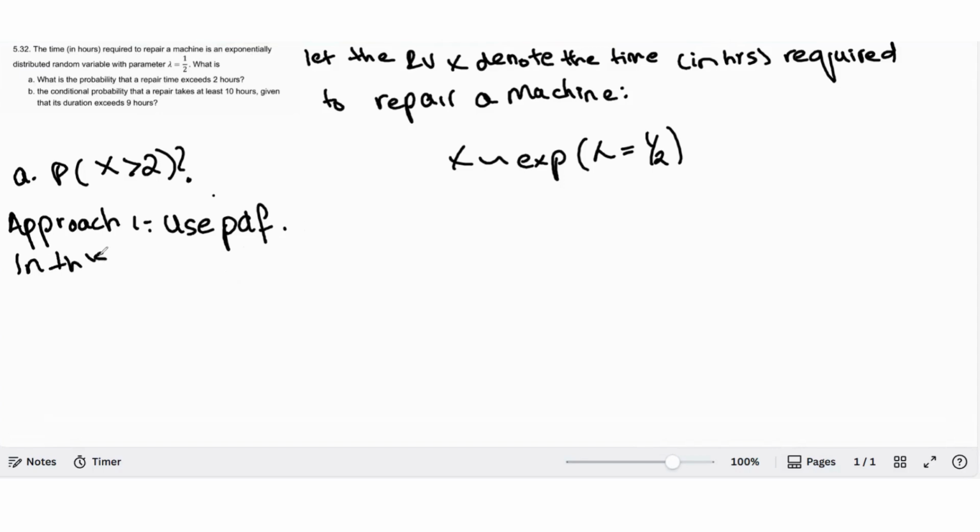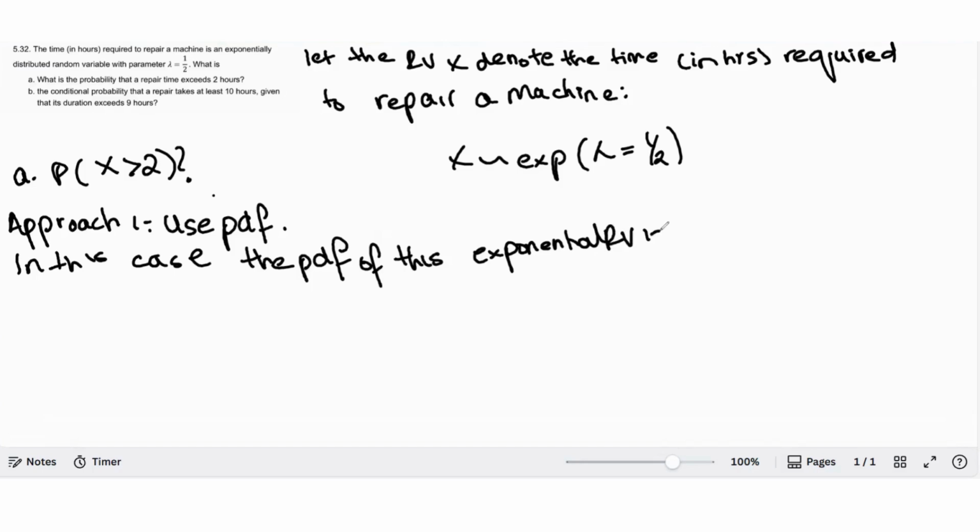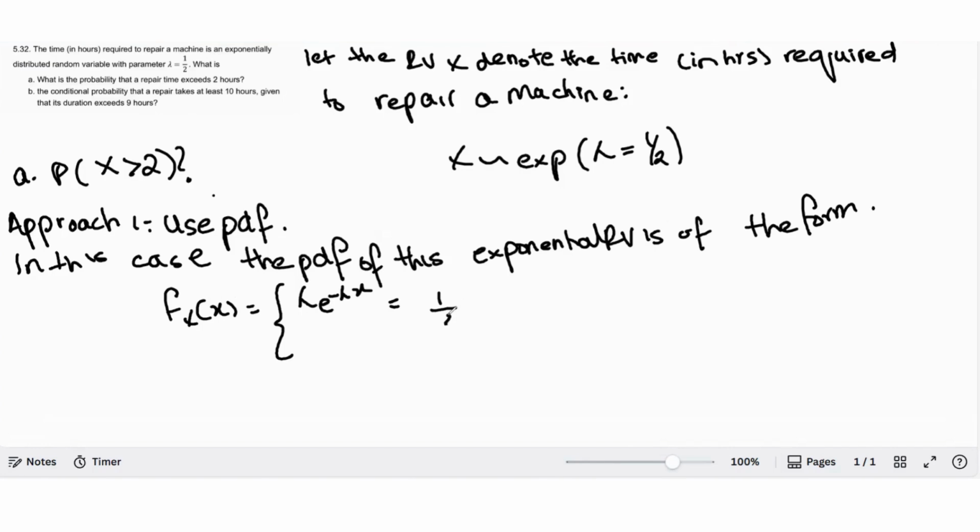Now in this case, the PDF for this exponential random variable is of the form. Let's write its PDF f_X(x). So its PDF is, we know, lambda e to the minus lambda x, which in this case would be 1 by 2 e to the minus x by 2. This is true for x greater than or equal to 0, and it's 0 otherwise.